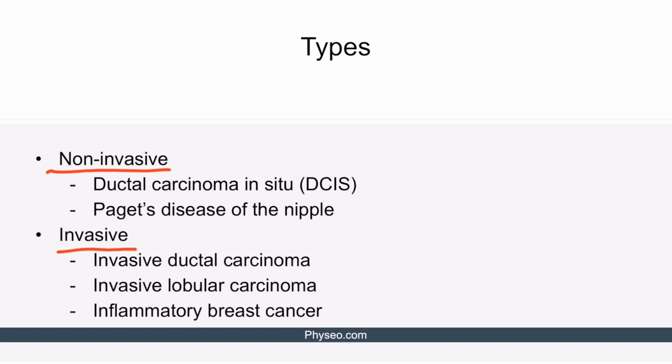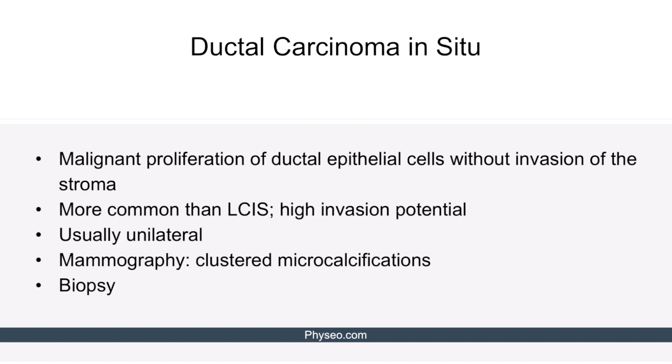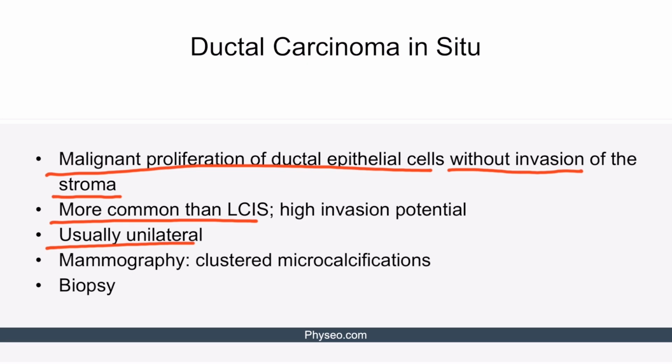Let's start by discussing the non-invasive type, starting with ductal carcinoma in situ. Ductal carcinoma in situ, DCIS, refers to the malignant proliferation of ductal epithelial cells without invasion of the stroma. It's more common than lobular carcinoma in situ and has a high invasion potential. It's usually found unilaterally and appears as clustered microcalcifications on mammography. To confirm the diagnosis, a biopsy needs to be done.